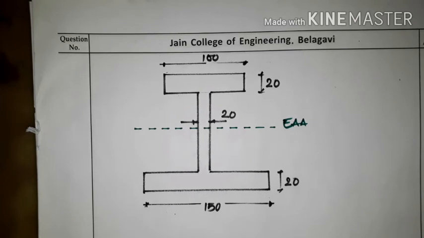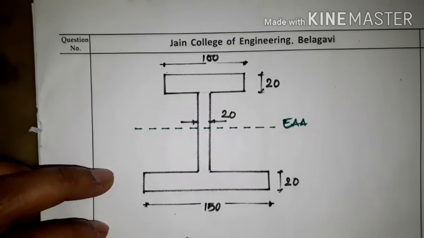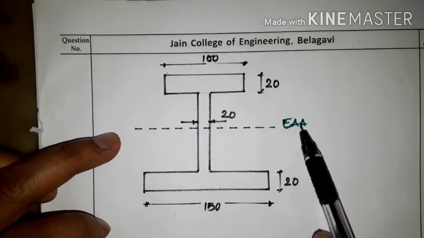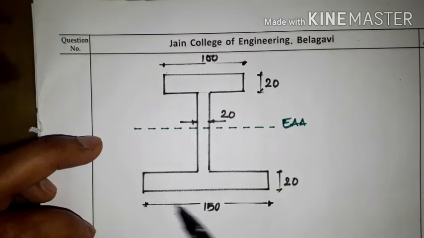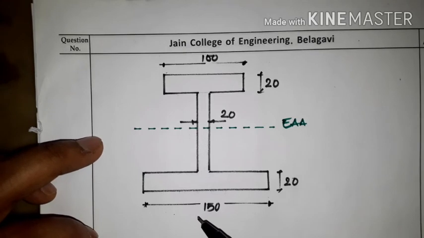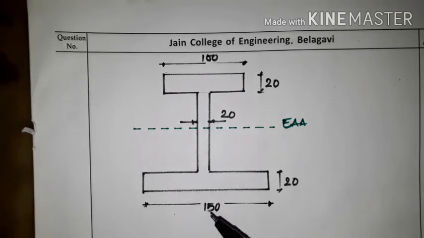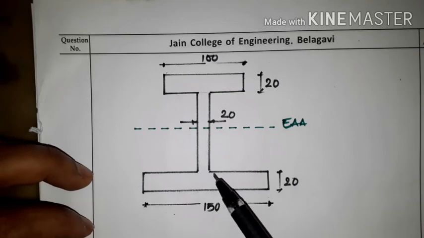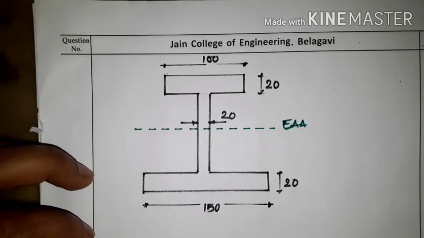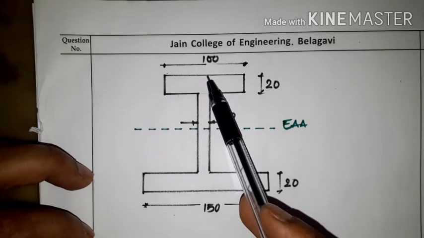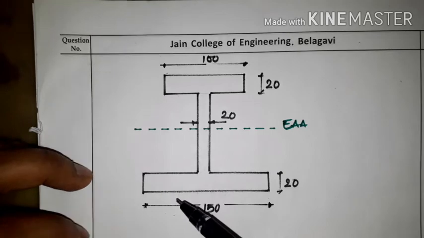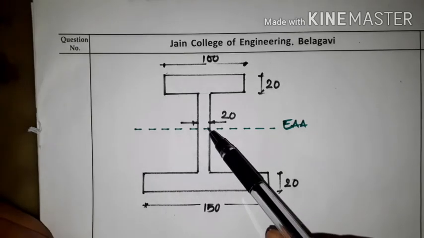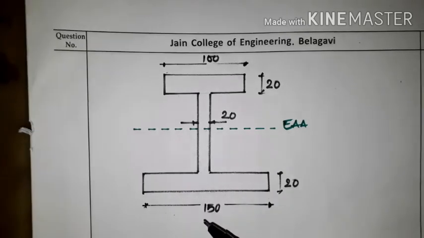So when you locate the equal area axis, what does that mean? With respect to this equal area axis, the section is divided equally into two parts. This part has A by 2 and this part has A by 2. The part above the equal area axis should be equal to A by 2, and even the part below the equal area axis should be equal to A by 2.